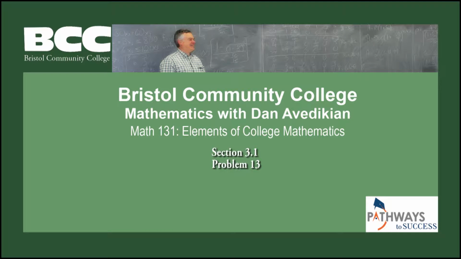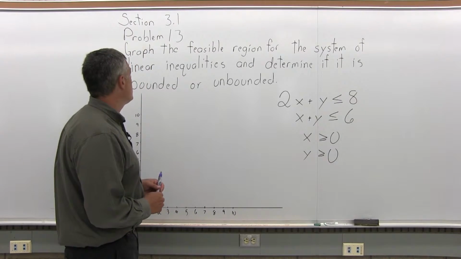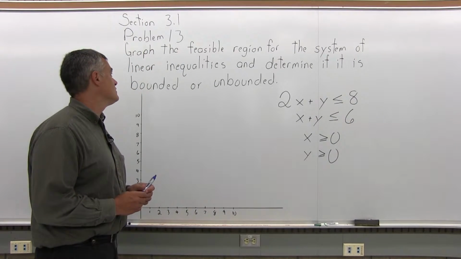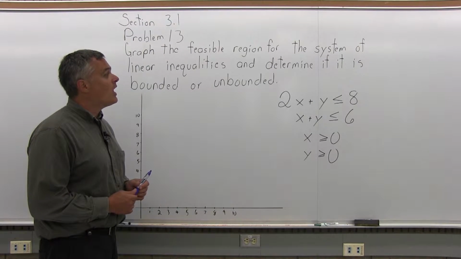Bristol Community College, Mathematics with Dan Avedikian, Math 131, Elements of College Mathematics, Section 3.1, Problem 13. It says, graph the feasible region for the system of linear inequalities and determine if it is bounded or unbounded.